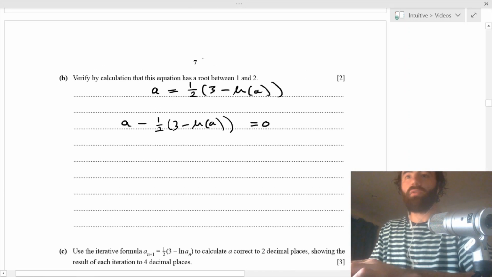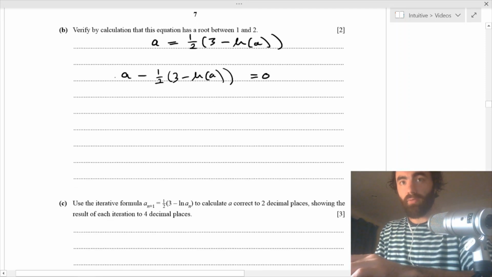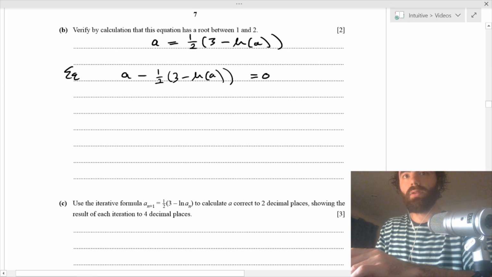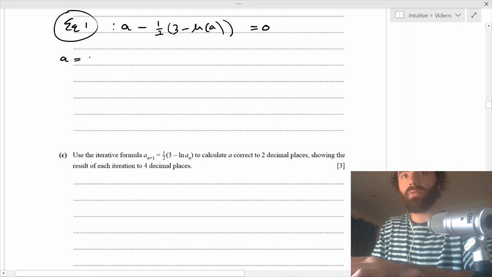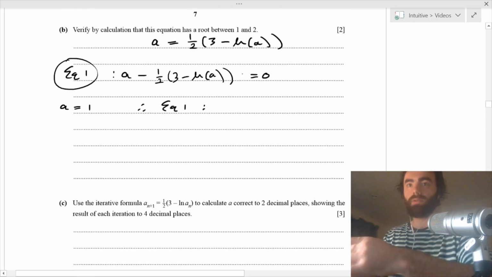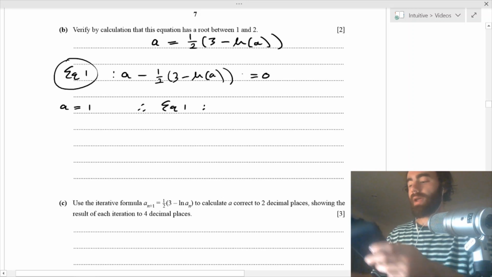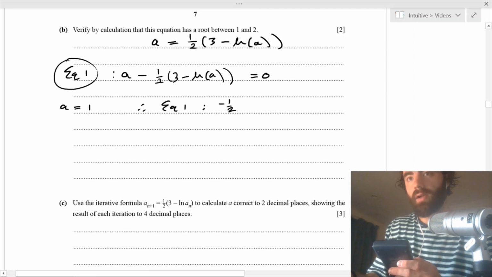So if we want to verify a root or a solution to this between 1 and 2, well, if we plug in 1, so let's say this is equation 1, then if we plug in a equals 1, equation 1 becomes 1 minus a half of 3 minus ln of 1 into your calculator. So I got minus a half, minus 0.5, so this is negative.